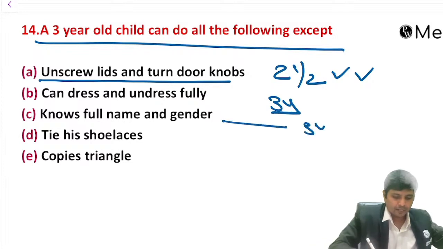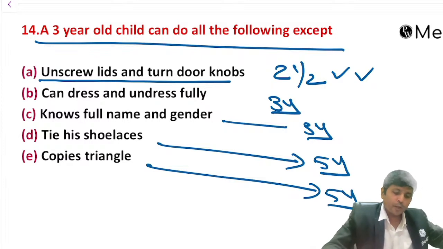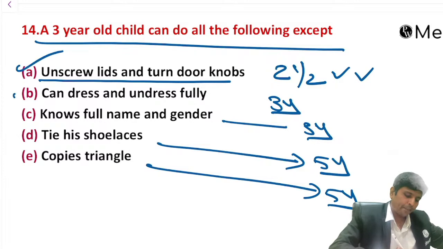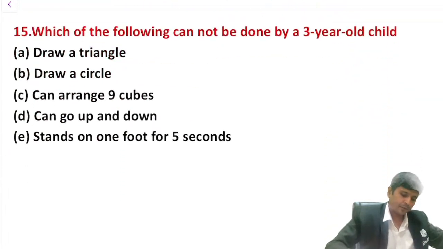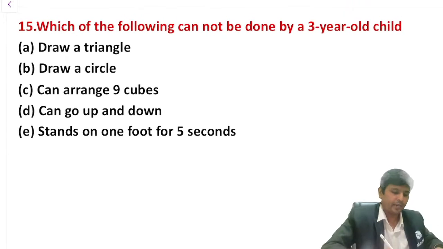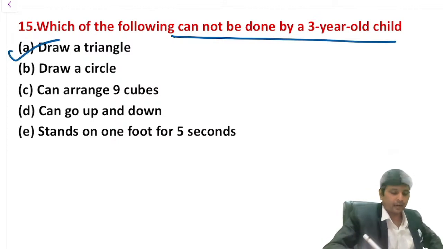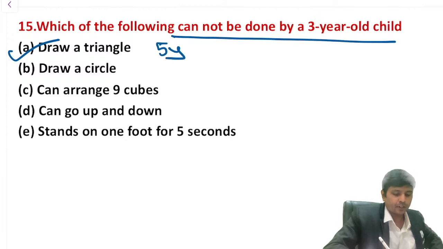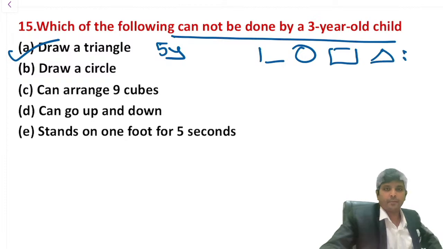Knows full name and gender by about 3 years. Tie shoelaces by about 5 years. Copies triangle by about 5 years. So a 3-year-old child can do A, B, C, but not D and E. And which of the following cannot be done by a 3-year-old child? Draws a triangle usually by about 5 years. By about 3 years, the child can do a vertical stroke, a horizontal stroke, as well as draw a circle. Rectangle by about 4 years, triangle by about 5 years.